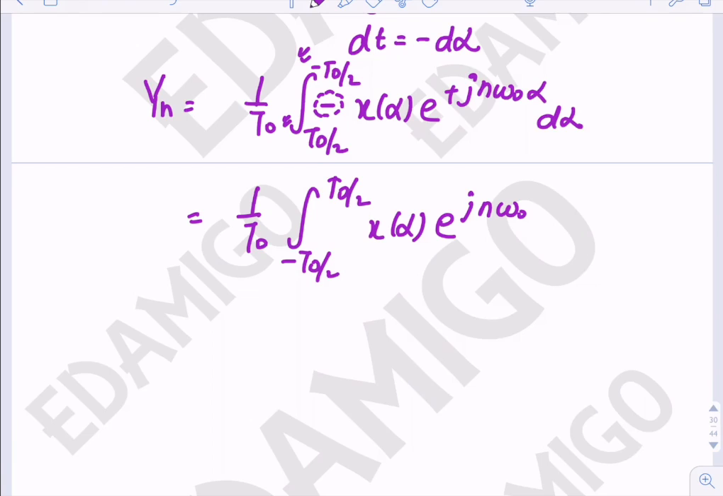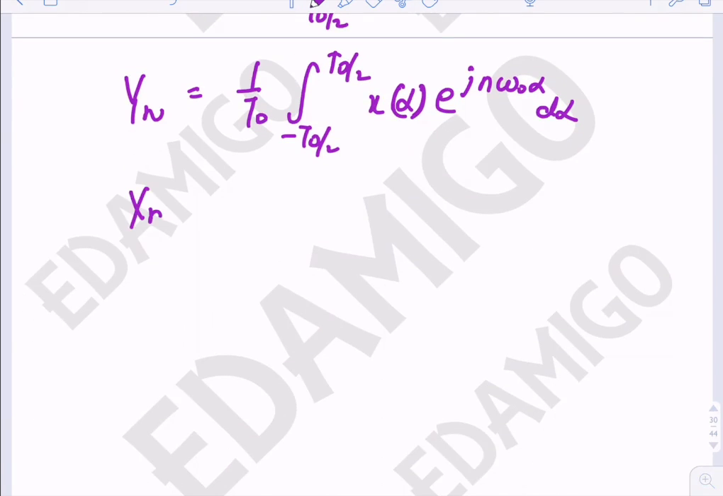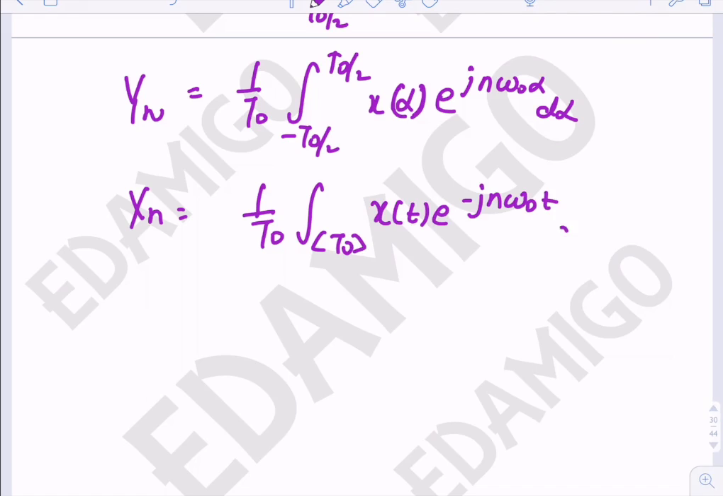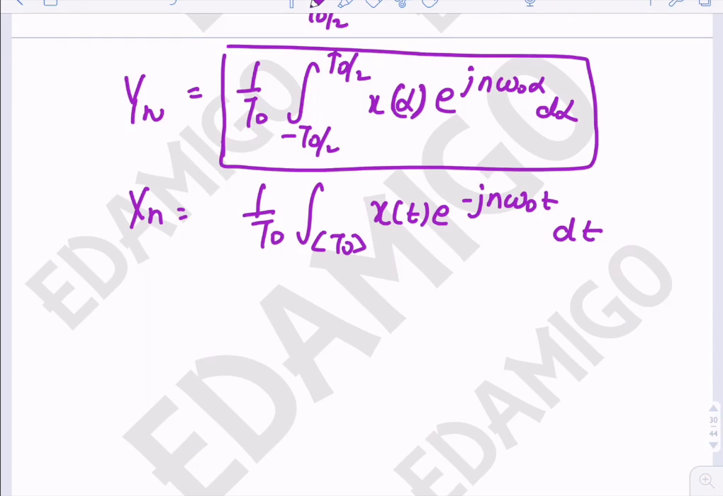Okay, now this is your yn. Now as we know that xn was equal to 1 upon time period integration over time period xt e to power minus j n omega naught t dt. Now we can see that these two equations, this equation RHS and this equation RHS, both are exactly similar. The only difference here is here we have a minus sign and here we do not have any minus sign.